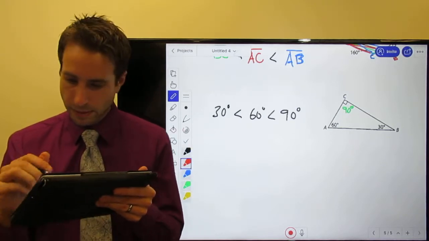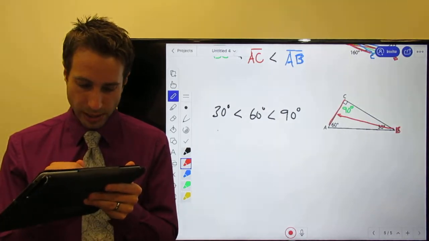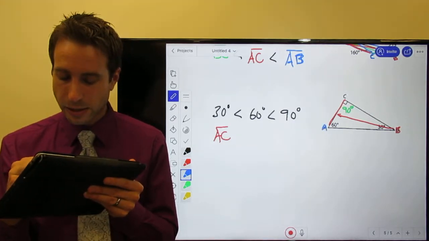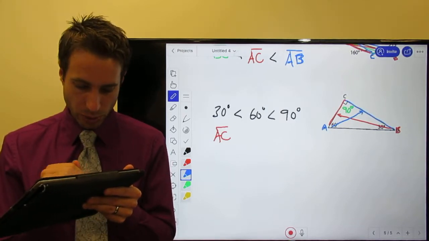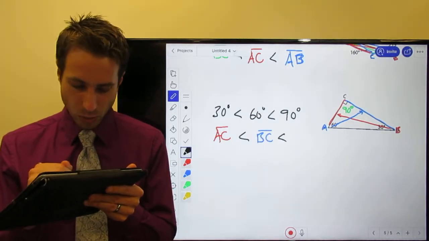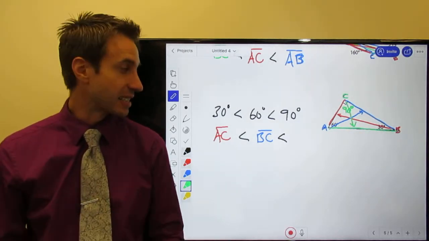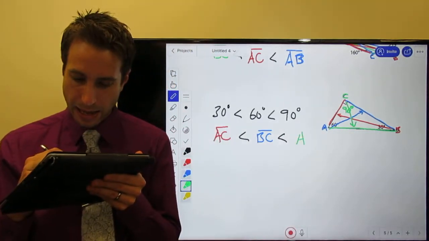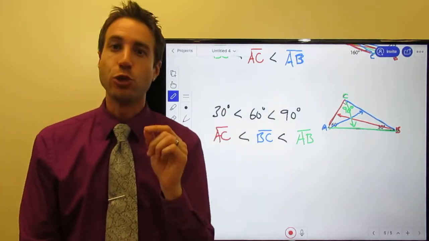All right. 30 degrees is my smallest. Opposite side is going to be the shortest side, AC. Awesome. 60 degrees is the next smallest. Opposite side will be the next length, which looks like BC. And finally, one more. Boom. Opposite side, 90 degrees. That's going to give me my longest side because it's the biggest angle. And that side, AB.